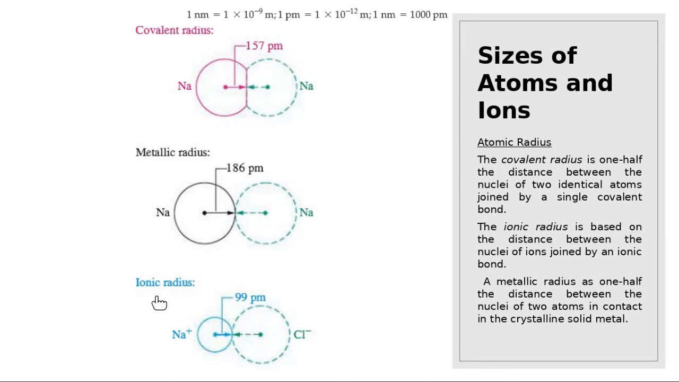Yes, that's it. For the ionic radius, for example, look at here. This is the chlorine atom. For the chlorine atoms, always taking an electron, and taking an electron means becoming bigger. Okay, the fatter, we can say.